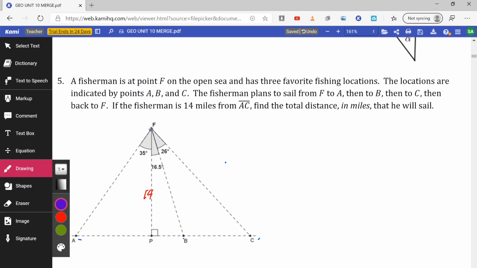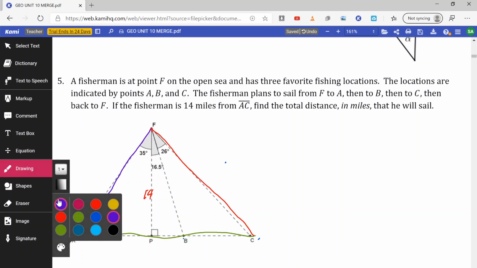So we need to figure out F to A. We need to figure out somehow A to C, and we also need to go from C back to F. So we got those 3 sides that we got to figure out. Now, fortunately, we have one side of this right triangle in which we can find out the other 2 sides. We have an angle, we have a side, meaning we can figure this out. Now, to figure out the hypotenuse here, we have an adjacent side and we have a hypotenuse. So that means we're going to be dealing with cosine of our angle here.